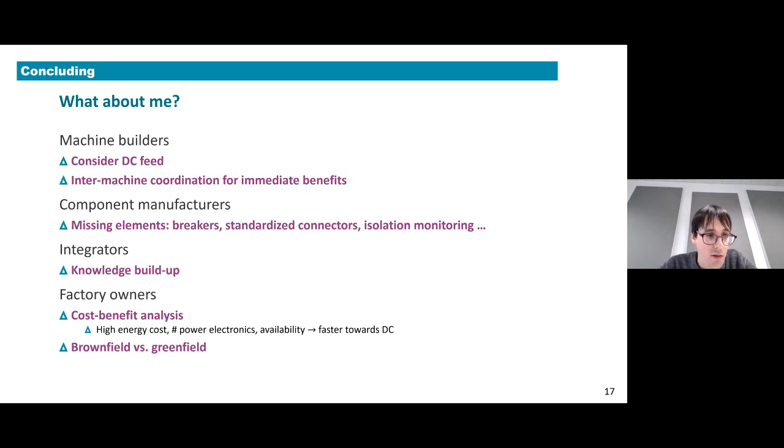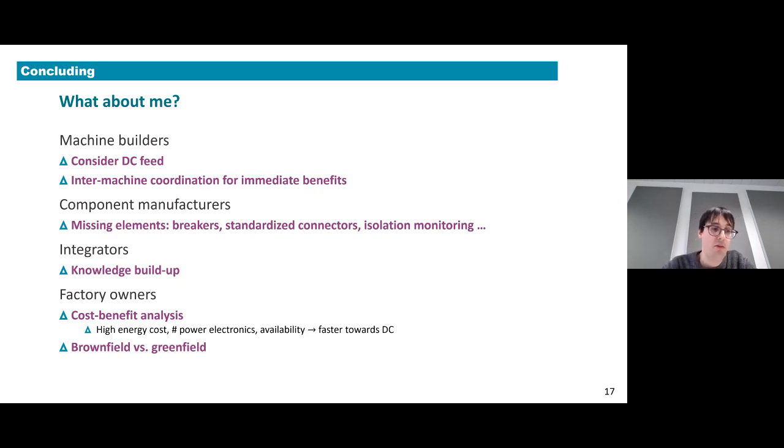And then for integrators, I would advise that they start assembling knowledge about this. I think a lot of knowledge is already out there, but it really seems like this is the next step towards electricity distribution, so it's important that they know their stuff. And then finally, for the ones who have to pay for all of this, the people who own the factories, it will be really important to do a cost-benefit analysis. My prediction is that the ones which have a very high energy cost today, the ones which already have a bunch of power electronics, or those for which availability is very important, will transition towards DC faster because they simply have more gains to be made.